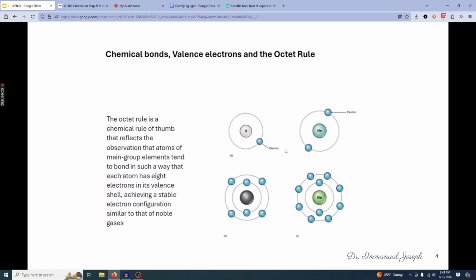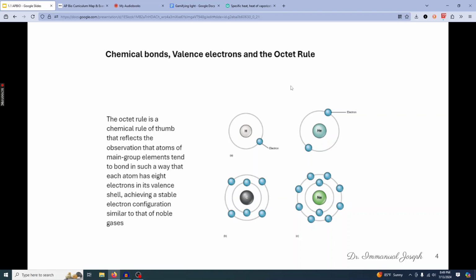One of the fundamental things you need to know about chemical bonds is the idea of valence electrons and the octet rule. Valence electrons are the electrons in the outermost shell of an atom. If you think of the electrons being distributed in specific areas around the nucleus, the outermost space in which an electron is present is the outermost shell, or the outermost orbital, the outermost orbit. And the electrons present in that outermost orbit are called valence electrons.